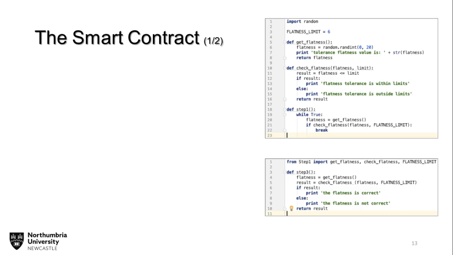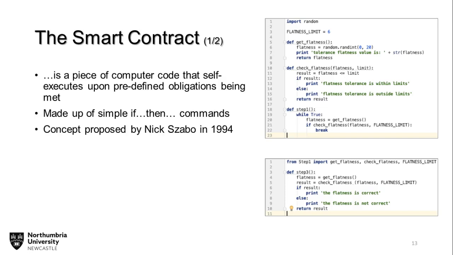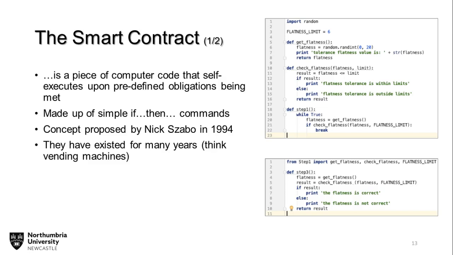So we'll move on now to the smart contract, which is a piece of code that self-executes once certain conditions are met. And they're very simple if-then commands. So if you think from many, many years ago, vending machines have been around, and they work on very simple formats. If you put £1 in, if it costs you £1.10, you haven't got enough money, it won't give you the drink. If you put £1.10 in, it will give you the drink. If you don't, and so on.